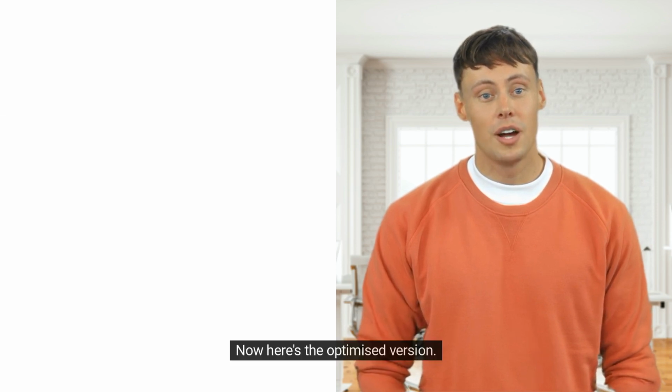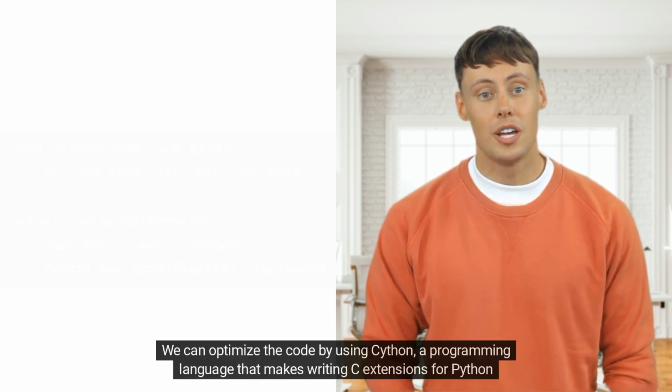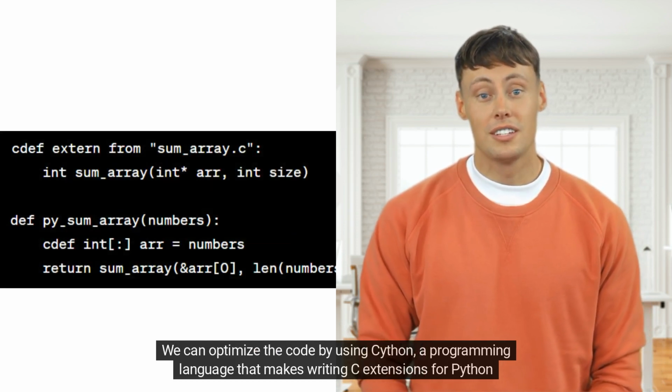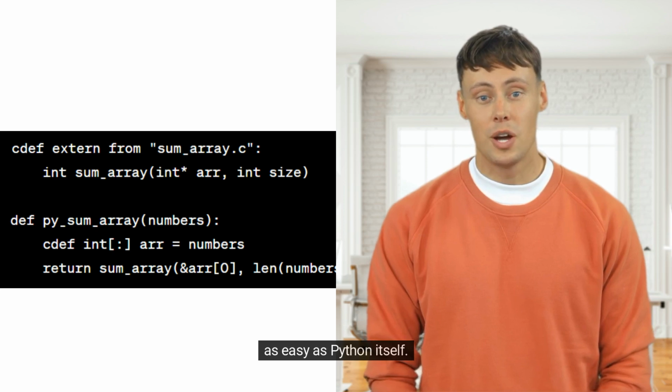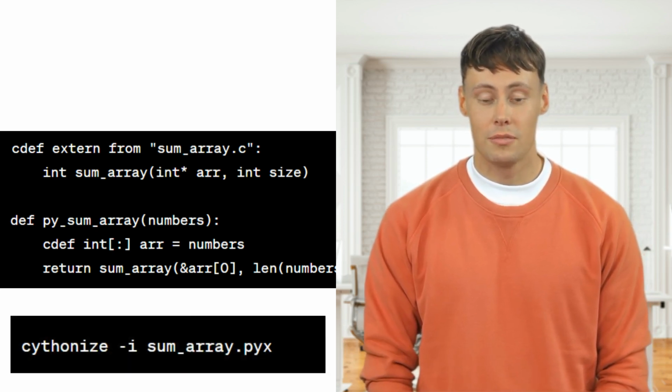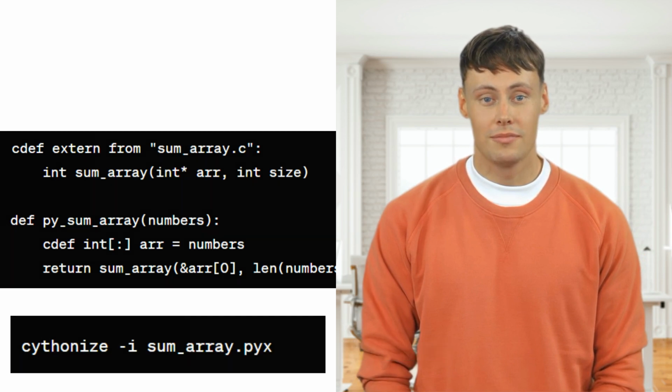Now here's the optimized version. We can optimize the code by using Python, a programming language that makes writing C extensions for Python as easy as Python itself. Here is the Python code, which we compile ready for Python.